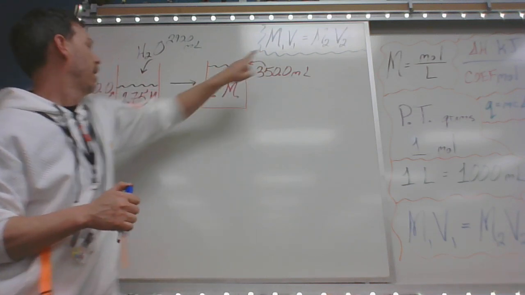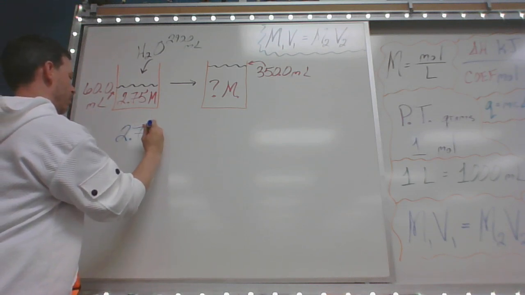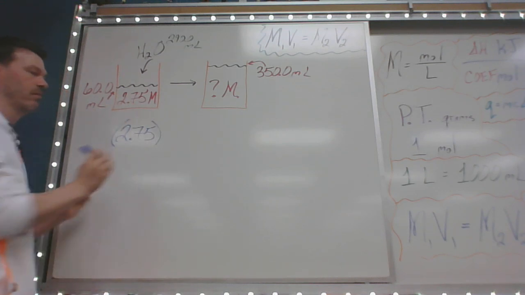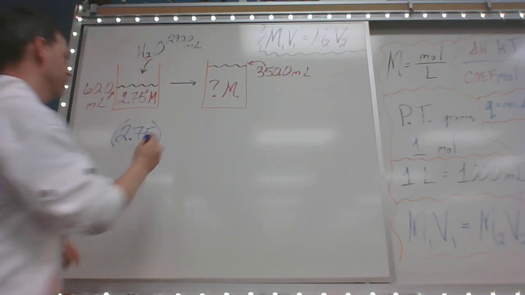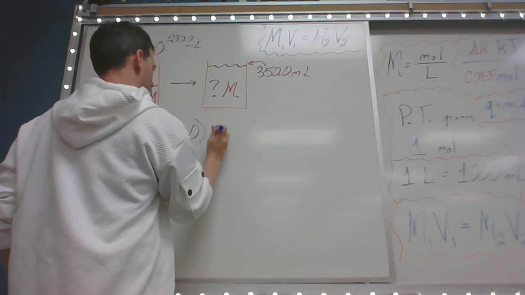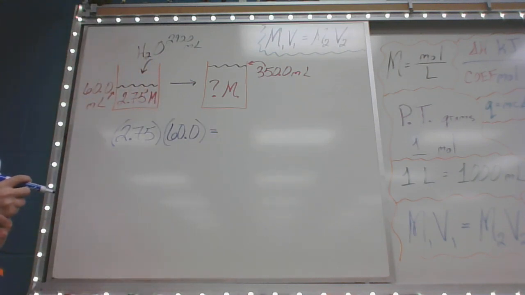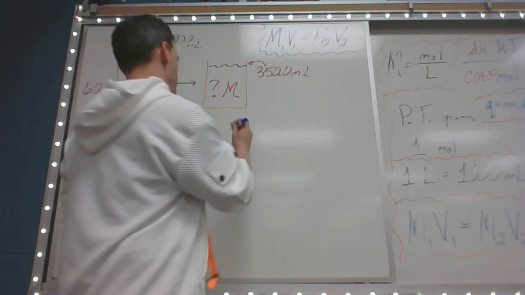My starting molarity was 2.75. My starting volume was 60. My ending molarity is what we're solving for.